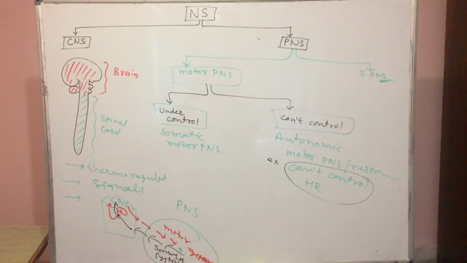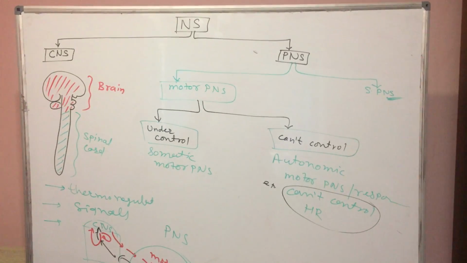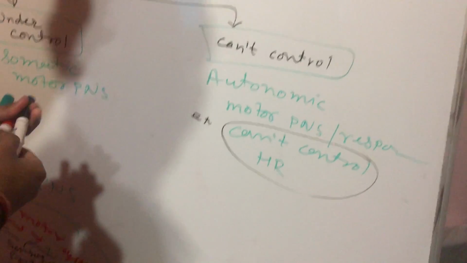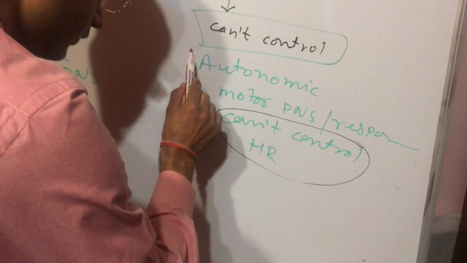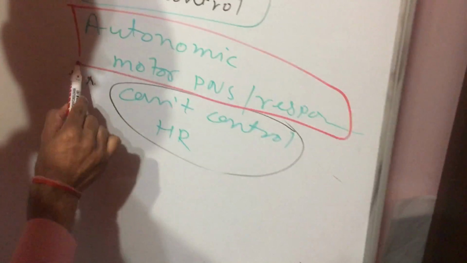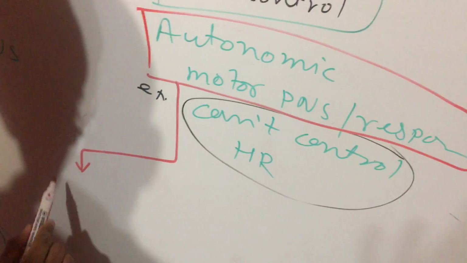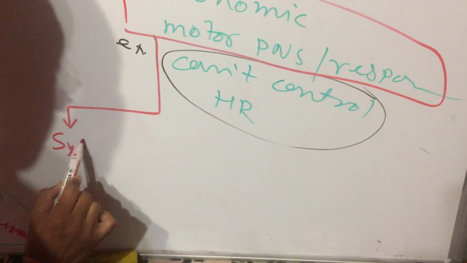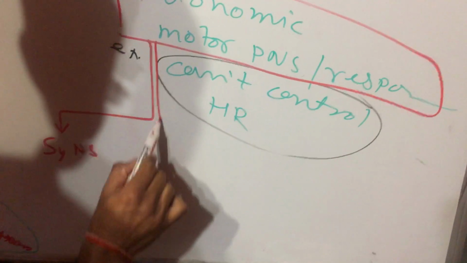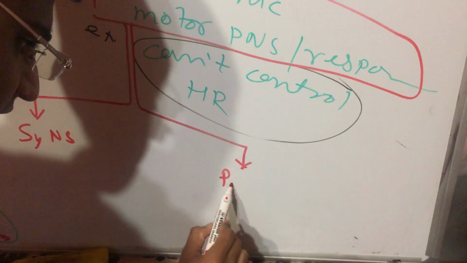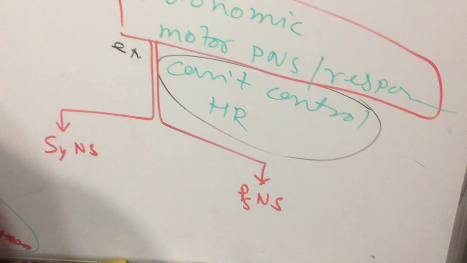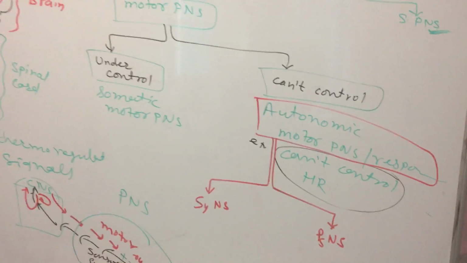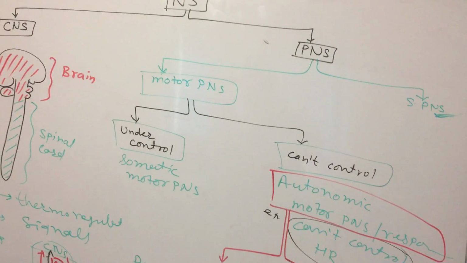The autonomic motor response is also divided into two types, or two parts: the sympathetic nervous system and the parasympathetic nervous system. This is the general classification of the motor peripheral nervous system.